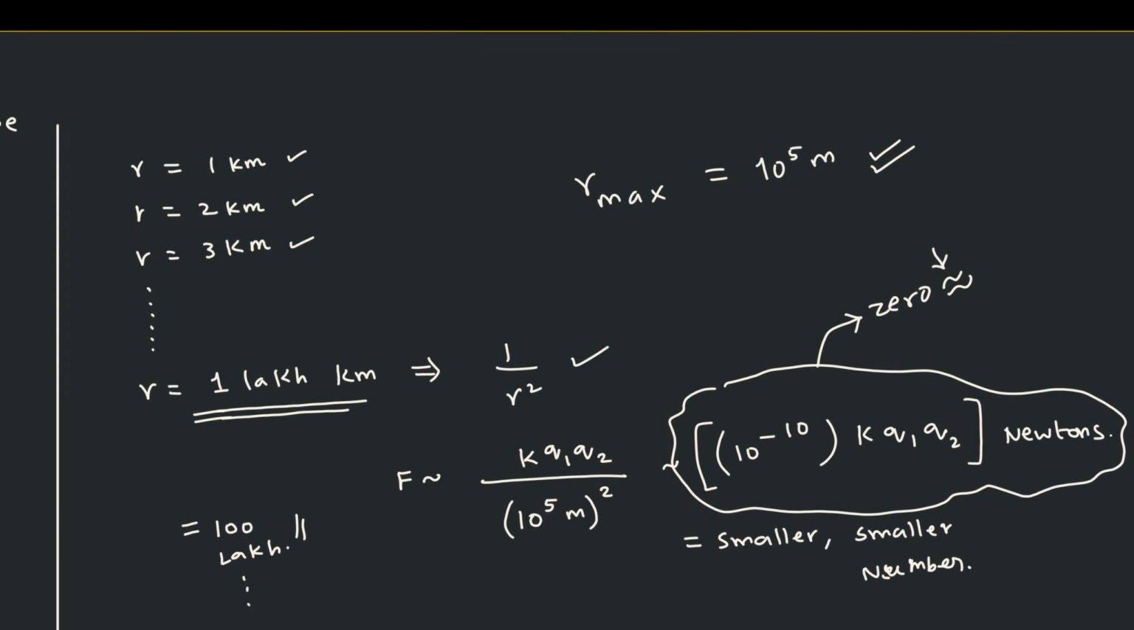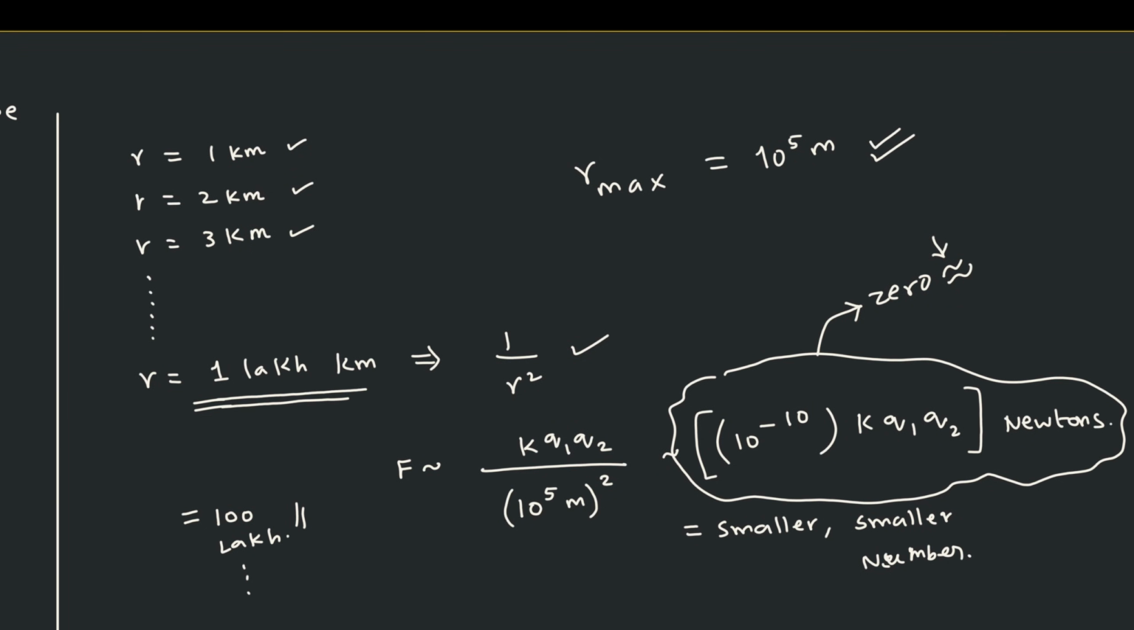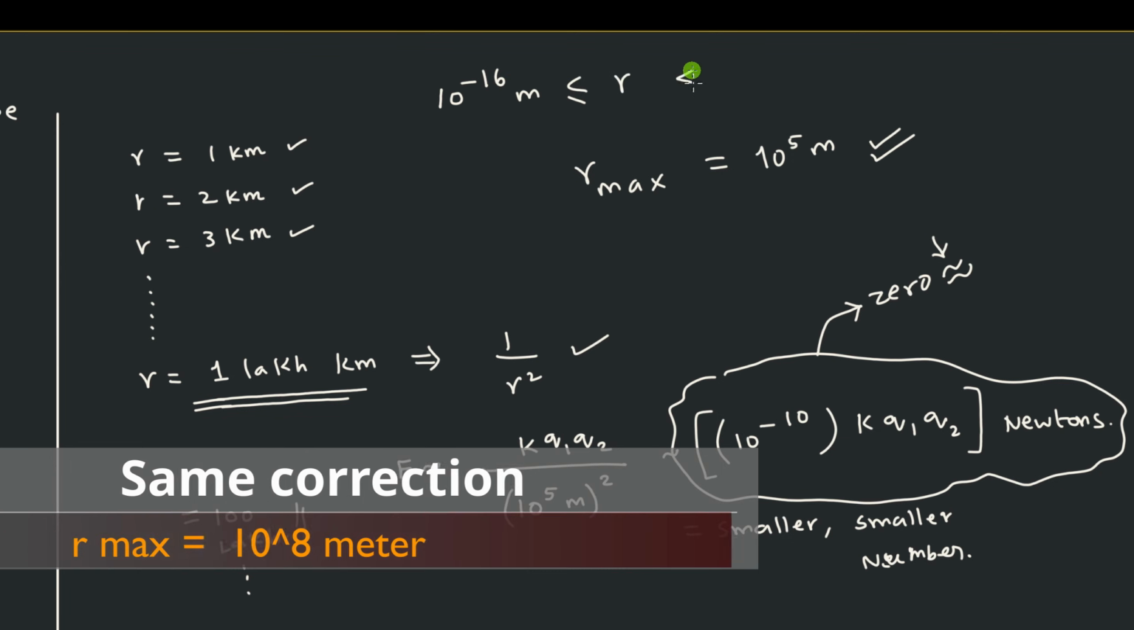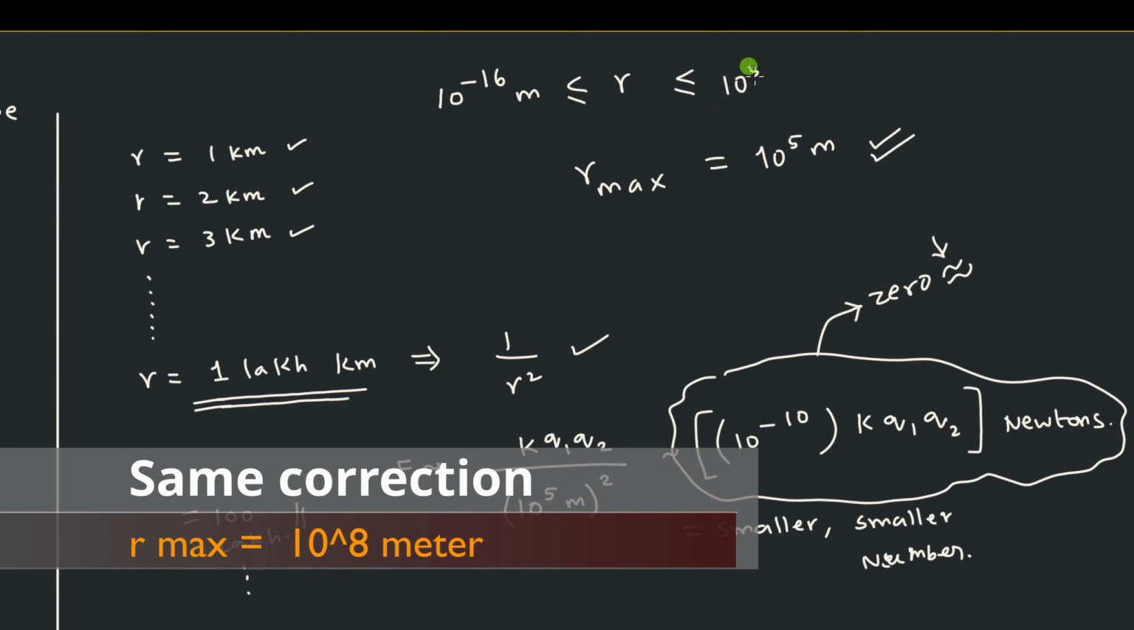So our conclusion is therefore clear for this particular question, over what range the Coulomb's law is valid. The answer is this: the Coulomb's law is valid over a distance starting from 10 to the power of minus 16 meter less than or equal to R, less than or equal to 10 to the power of plus 5 meter. Over this kind of a distance, the Coulomb's law is valid.